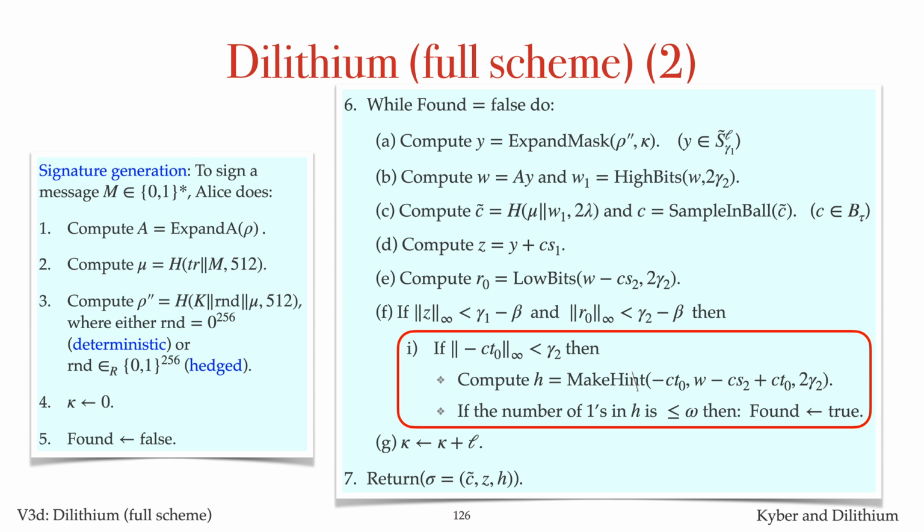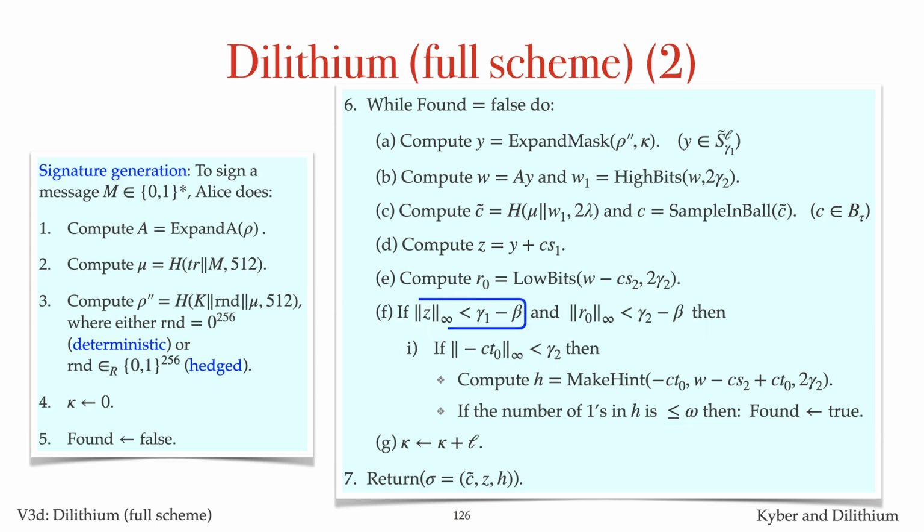So now there are 4 requirements in step 6f. First, z should have infinity norm less than gamma 1 minus beta. Recall that this requirement is needed for security to ensure that z does not leak any information about the secret s1.